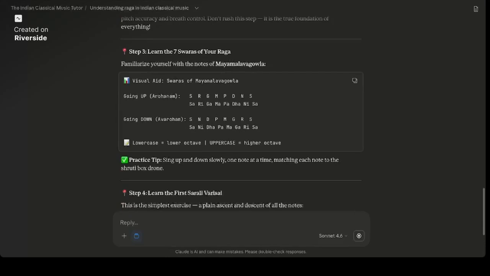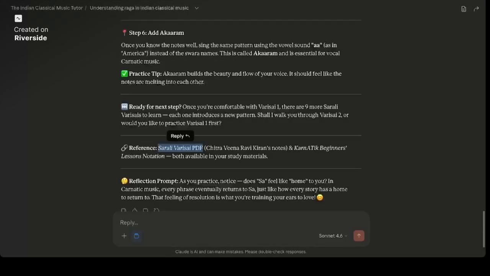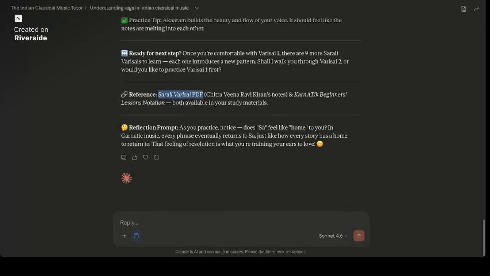tip, it's also providing. So she breaks it into clearly numbered steps, providing practice tips at each stage and follows the traditional learning progression from the uploaded saralivarisai.pdf document. She also checks understanding before moving forward, as you can clearly see here.